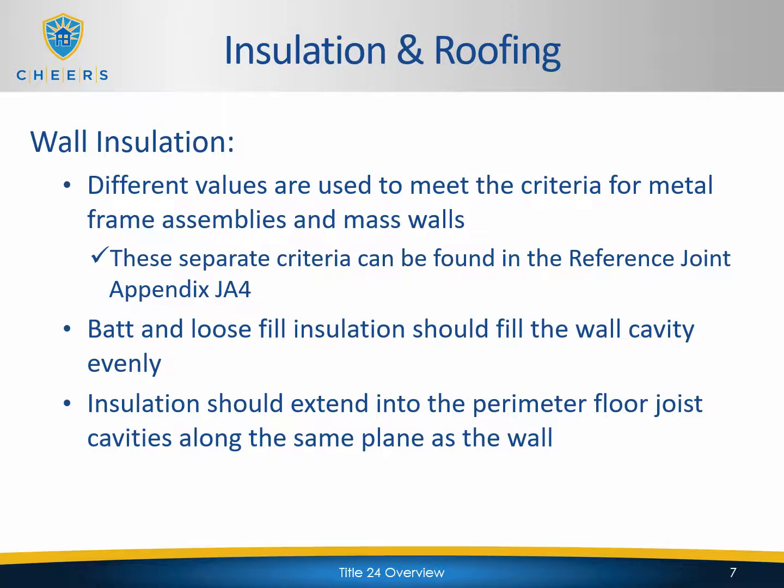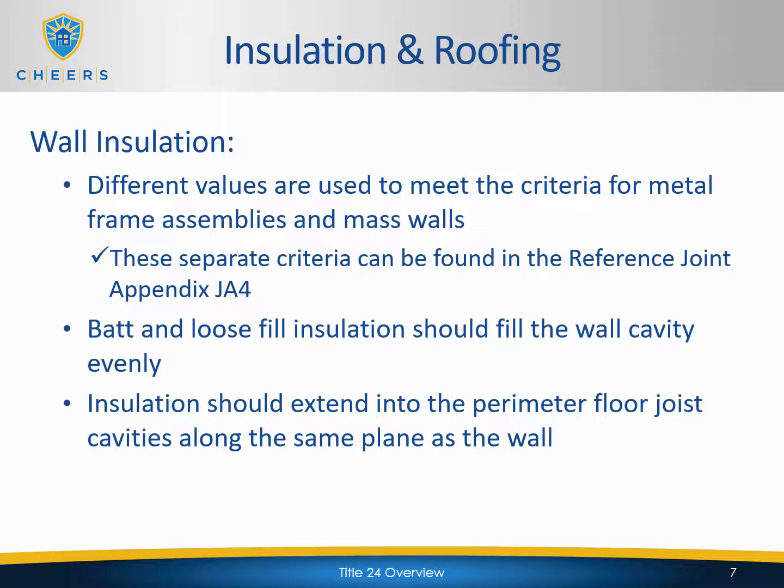So there are different values that are used to meet the criteria for metal frame assemblies and mass walls. We're not going to cover these. This presentation mainly covers just wood frame construction. However, if you want to look these up, the separate criteria that I just talked about can be found in the Reference Joint Appendix JA4.